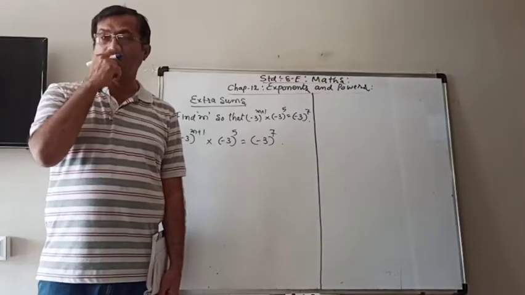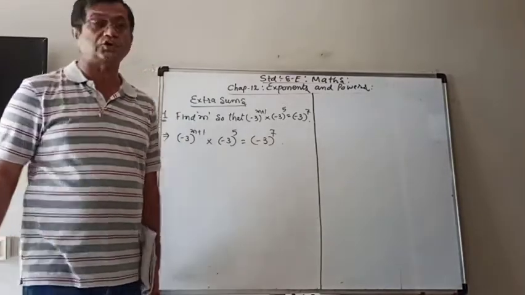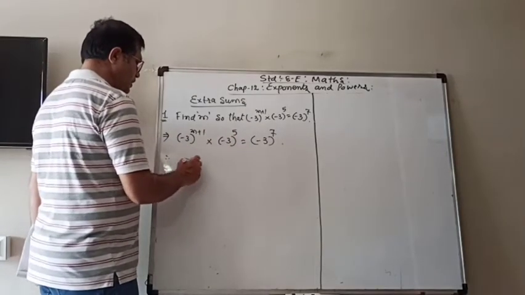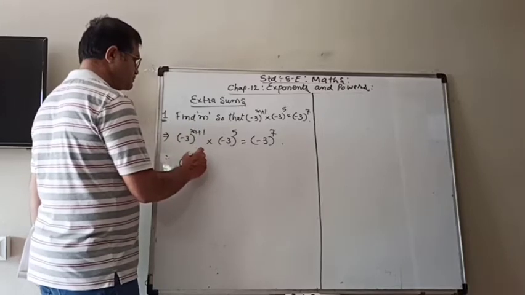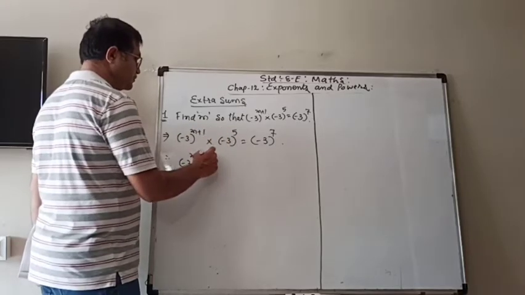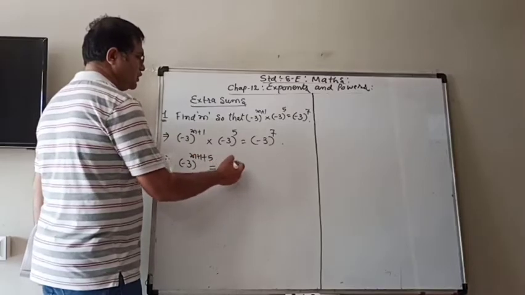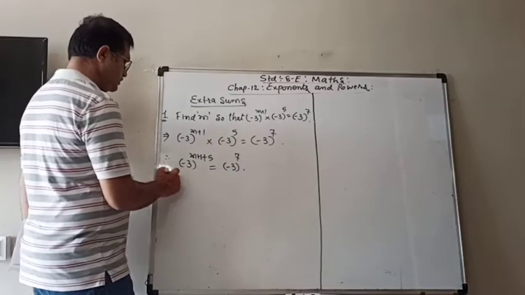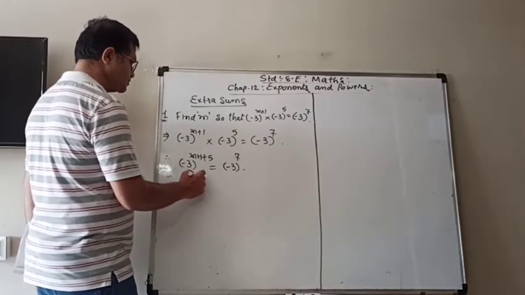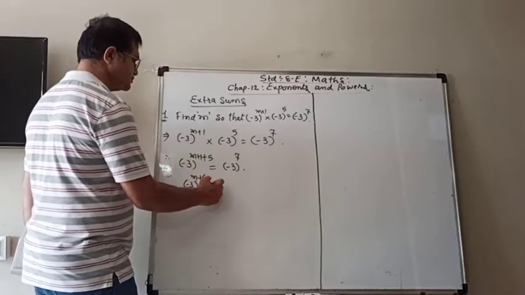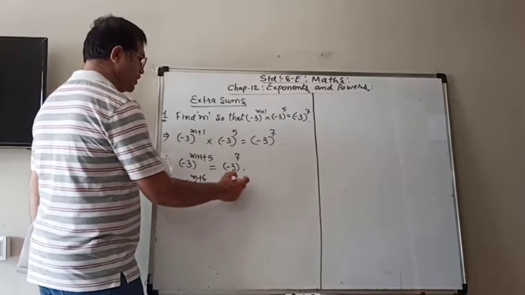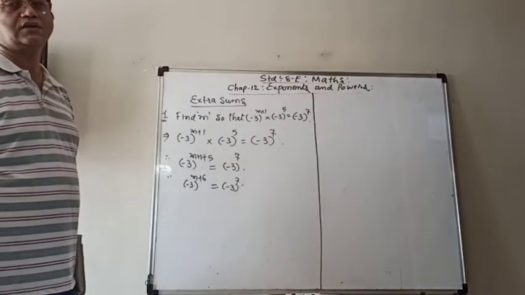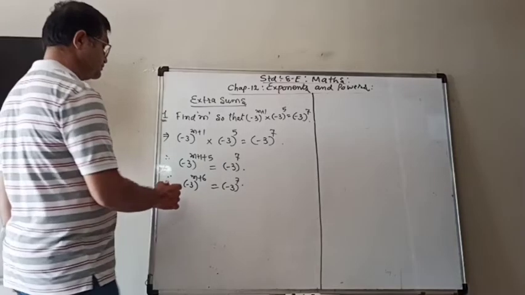Now the bases are equal, so we can apply the rules on this side. Multiplication means addition of powers. So m plus 1 plus 5 is equal to minus 3 raised to 7. Therefore minus 3 raised to m plus 1 plus 5 is 6. So now we can see that bases are equal. Therefore we can compare the powers.